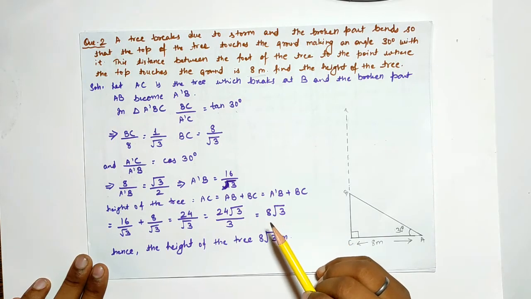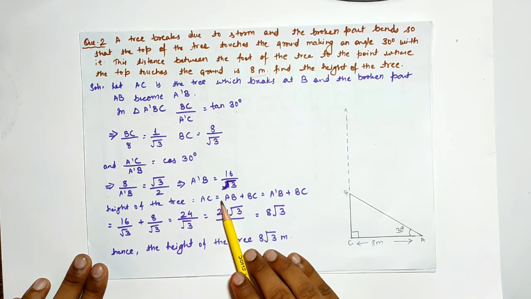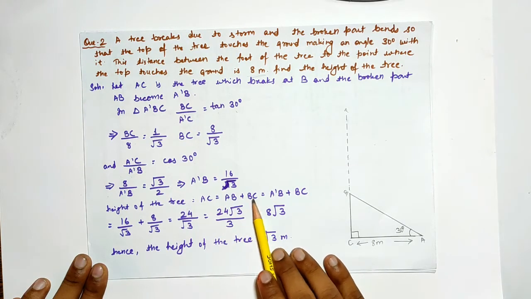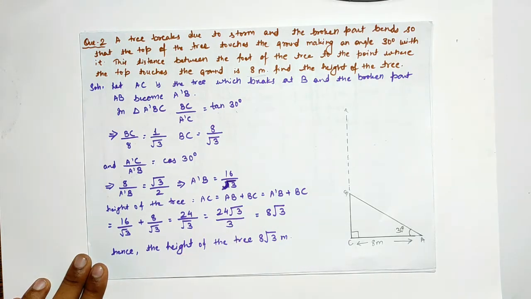upon root 3. Height of the tree is equals to AC is equals to AB plus BC. So let's solve this. 16 upon root 3 plus 8 upon root 3 is equals to 24 upon root 3 is equals to 24 root 3 upon 3 is equals to 8 root 3. Hence the height of the tree is 8 root 3.